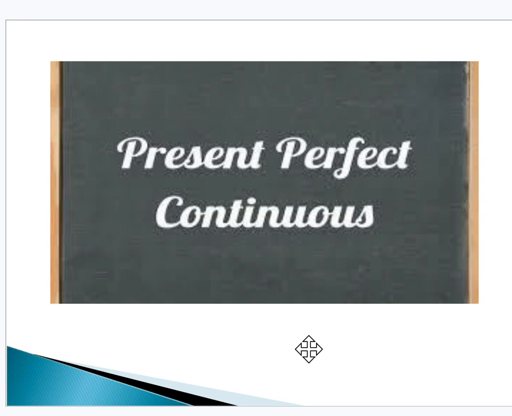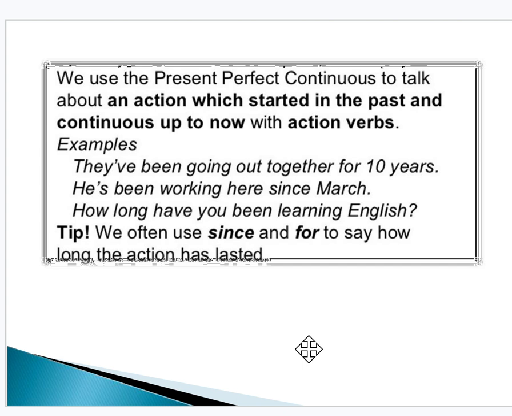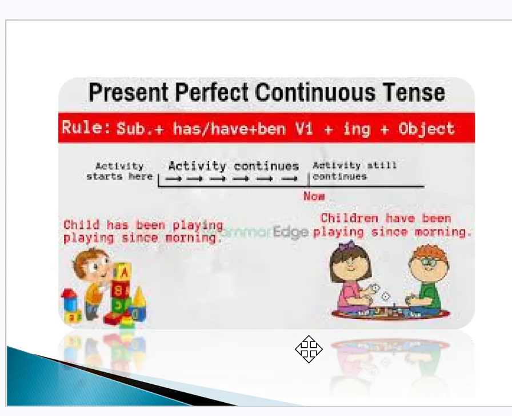Present perfect continuous tense. We use the present perfect continuous to talk about an action which started in the past and continues up to now, with an action verb. Example: they have been going together for 10 years. He has been working here since March, like this.